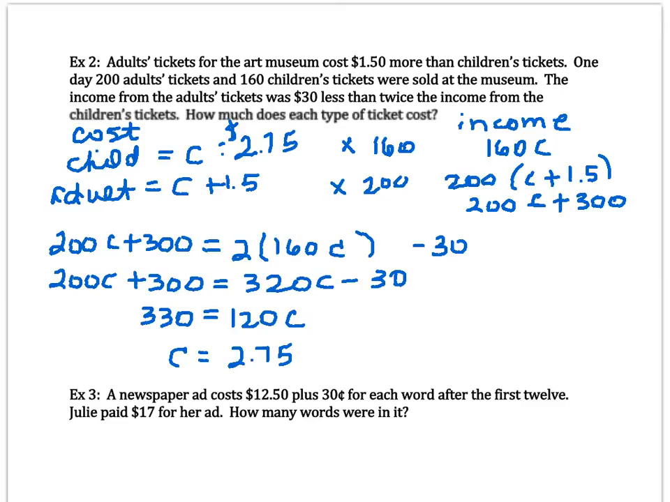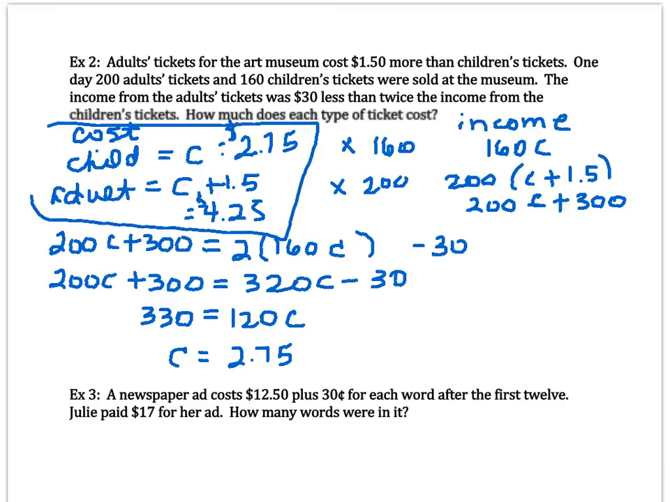And then I'm going to add $1.50 to this. And that gives me $4.25. And I go back and check, and I have found my answer. So I'm going to circle it so that it can be found.